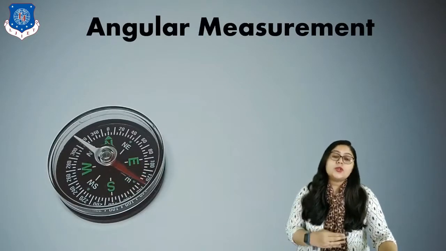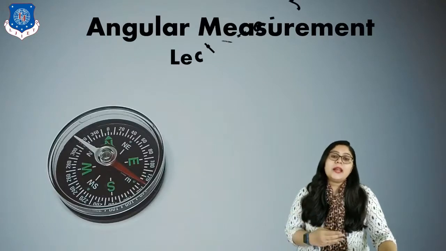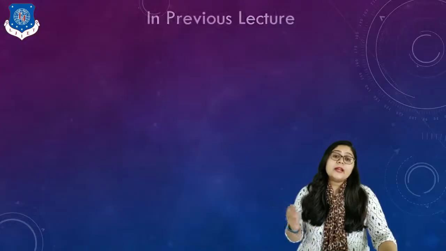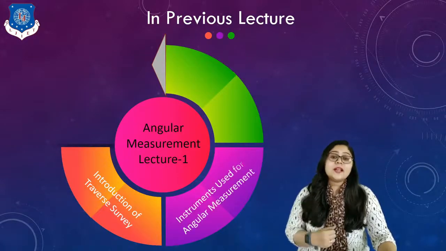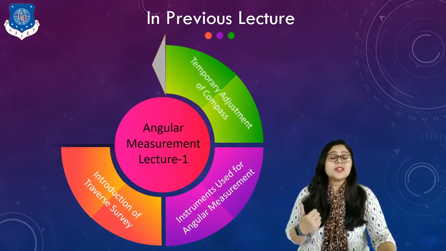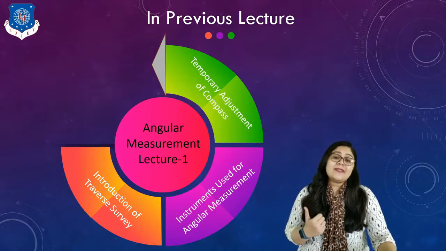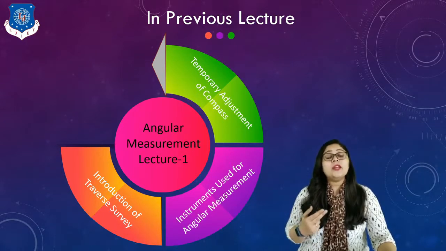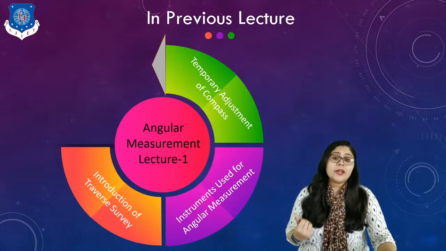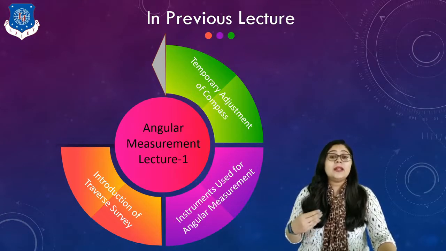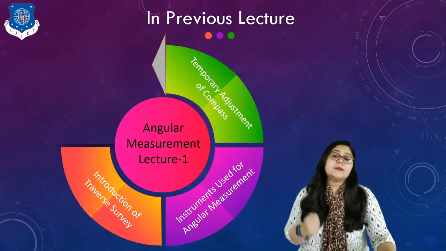Today we are going to discuss angular measurement. So we are going to start our lecture number 2. But before that, let's discuss what we have learned in the previous lecture. Basically, we discussed the first topic, which is the introduction of traverse surveying. In the second topic, we learned the different instruments used for angular measurement, like the compass, which can be of two types, prismatic compass and surveyor compass. And lastly, we saw the temporary adjustment of the compass.